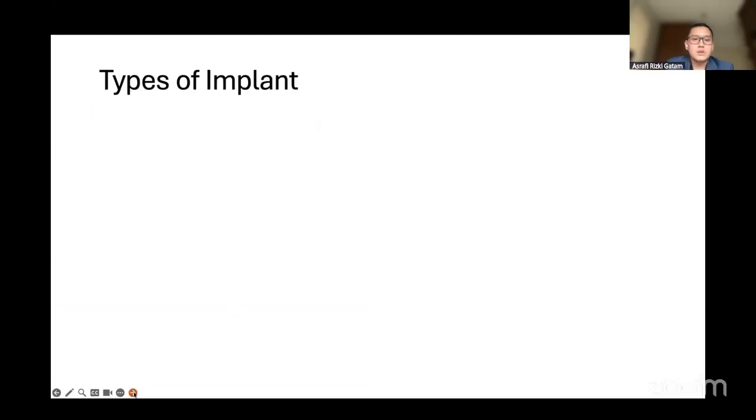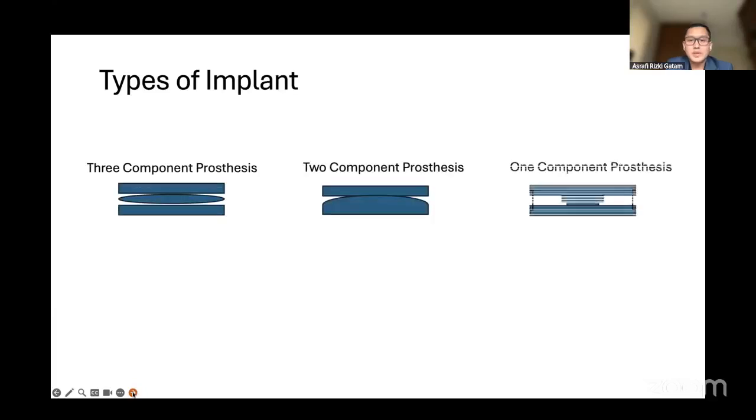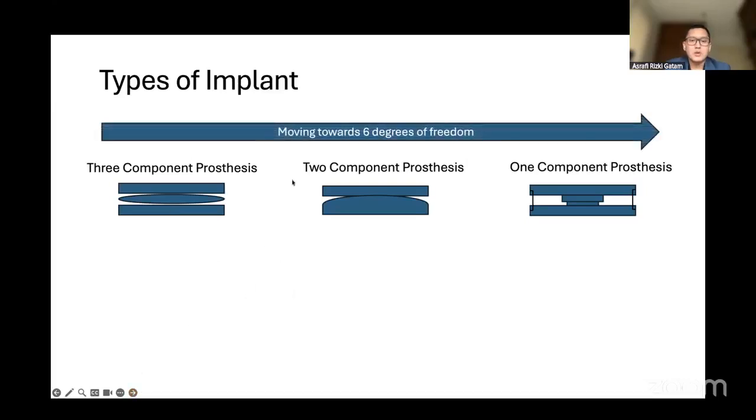Before moving on to the surgical technique and the indication, we have to understand the types of implants that are available in the world now. Basically, there are three types of implants: the three component prosthesis, the two component prosthesis, and the one component prosthesis, or the elastic implants. The different types of prosthesis are used for having the 6-degree freedom of motion of the lumbar spine itself.